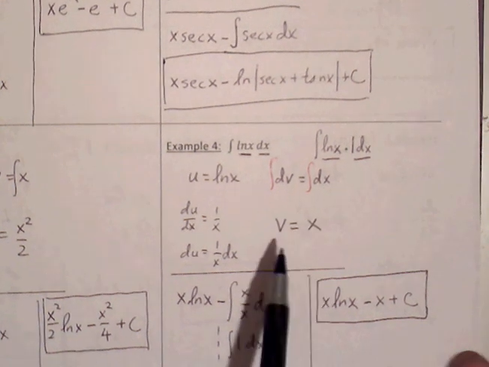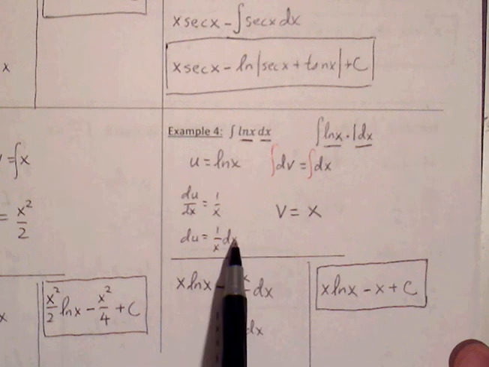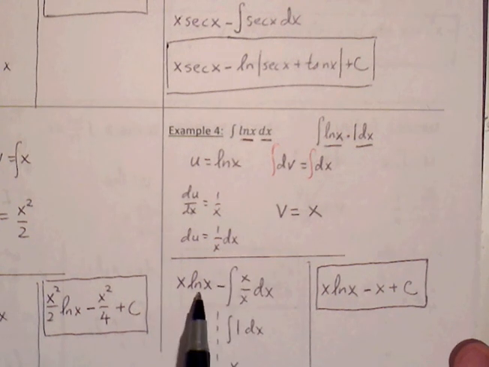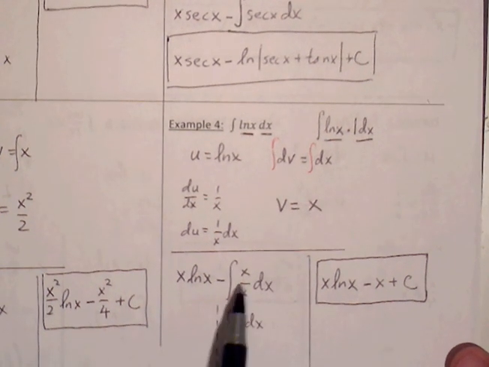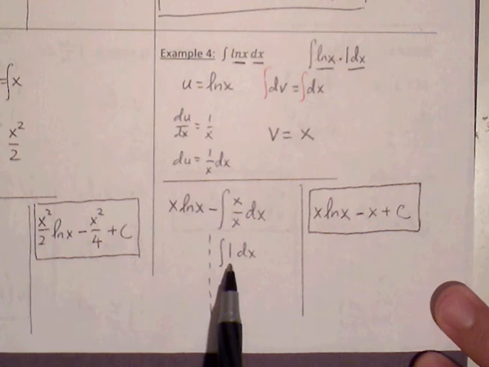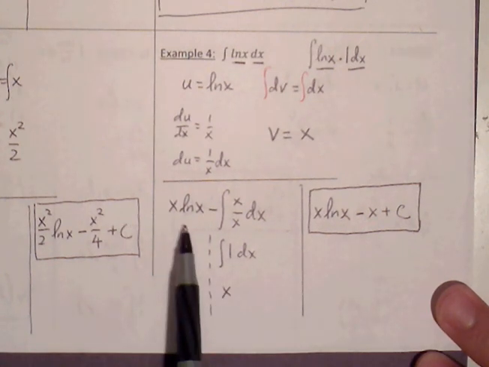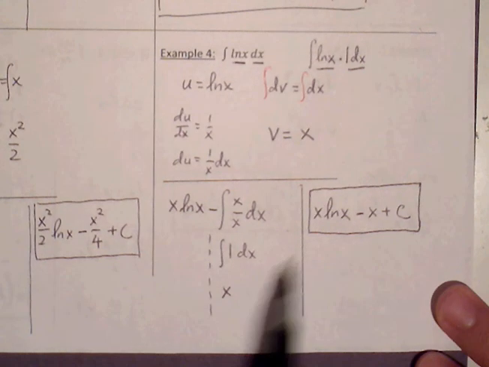And then our rule is u times v minus the integral of v times du. So x ln x minus the integral of x times 1 over x dx. The x is canceled out. We're left with integral of 1, which again will produce a variable of x. So finally, we have x ln x minus x plus c.